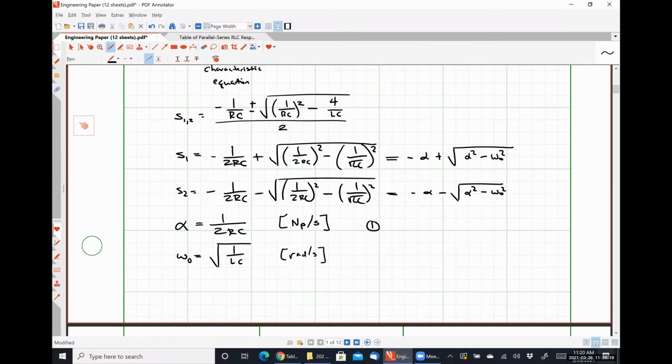Let's look at case number one. Alpha is greater than omega naught. When alpha is greater than omega naught, we say that the system is overdamped. When a system is overdamped, that means that the signals decay over a long amount of time, so it's not a very efficient system. It reaches its final value slowly. In this case, S1 and S2 are both negative real numbers.